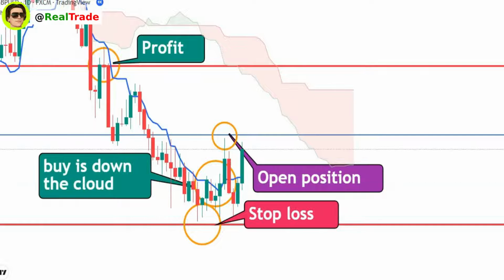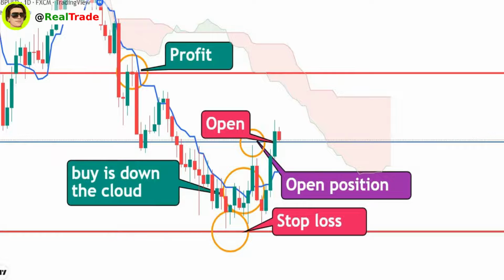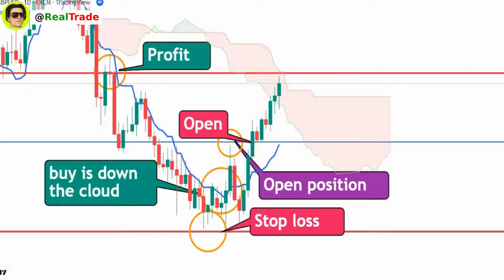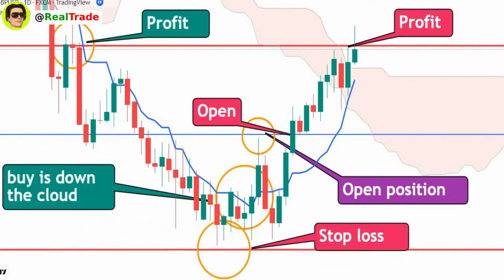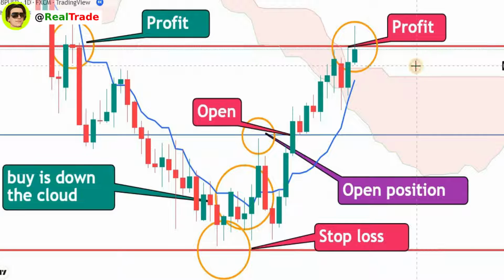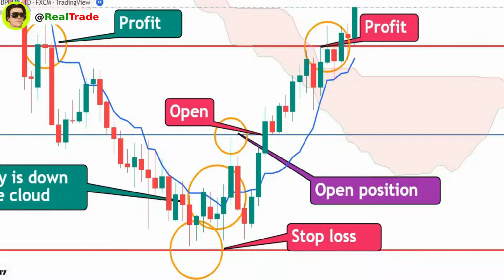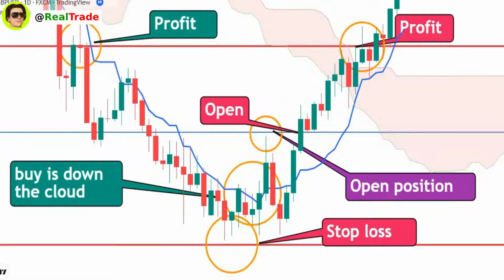Continue, play, continue. This candle, open position, continue. TP, profit. This candle, profit. Please do it, practice a lot. This position is great.